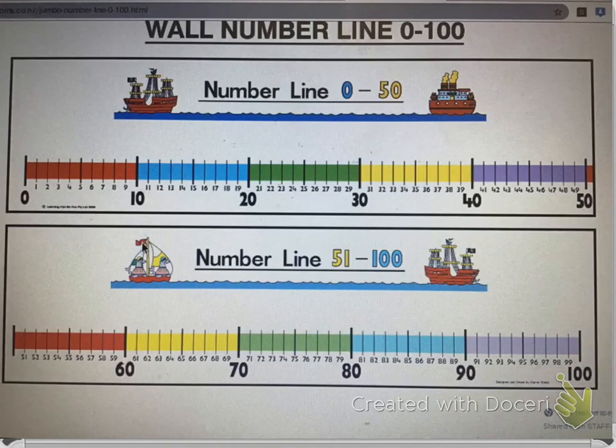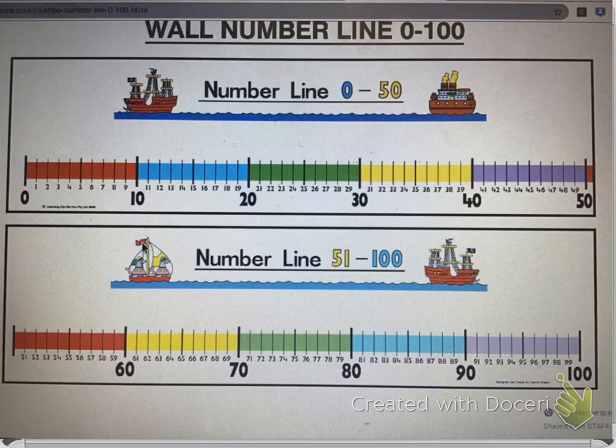Hi everybody, it's Mrs. King, and this week in math we are going to be talking about rounding, the concept of rounding a number to the nearest 10 or possibly the nearest group of 100. And I'm going to introduce that today by talking about our number line.